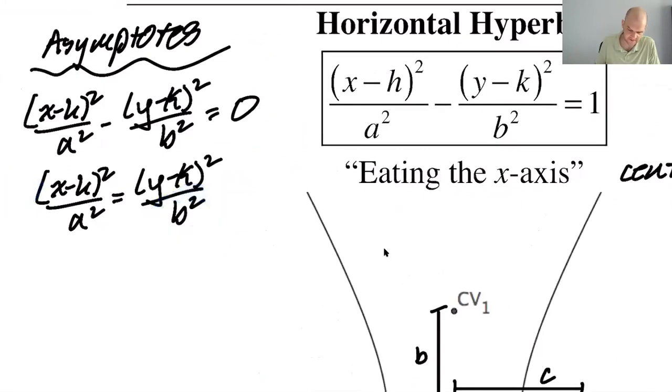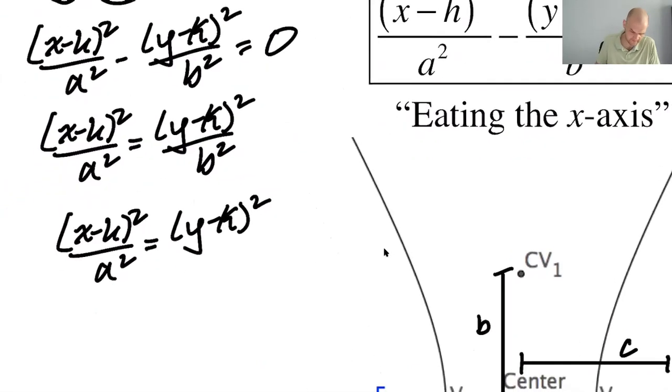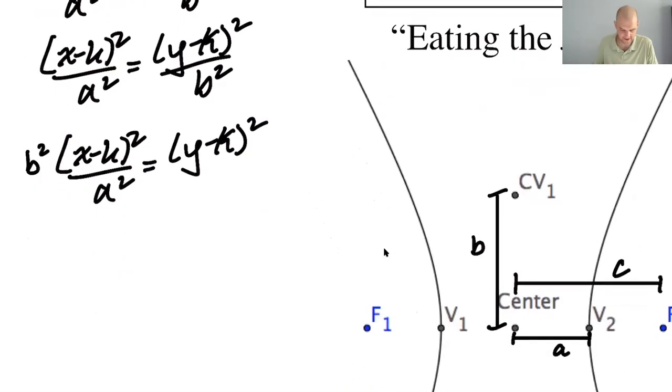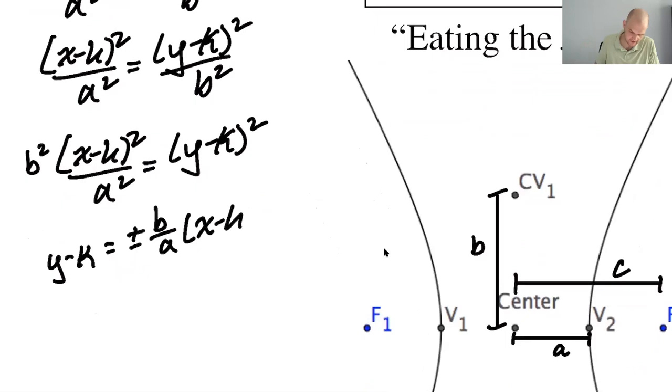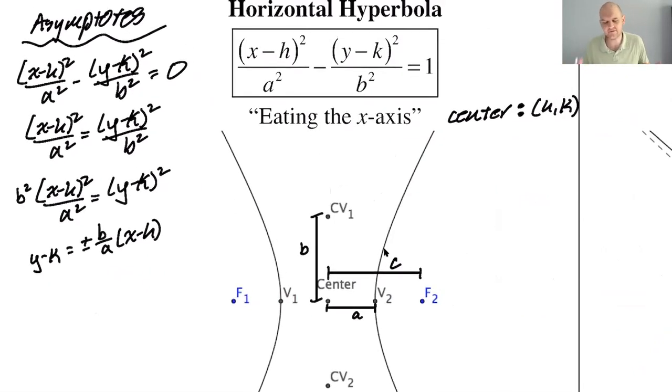I'm going to multiply both sides by that. But now b squared is up in this numerator because we cross multiplied. Now I'm going to square root both sides. I get y minus k equals plus or minus b over a times x minus h. So you do not need to memorize that because that's a process. If you do it enough times, you're just going to get it.